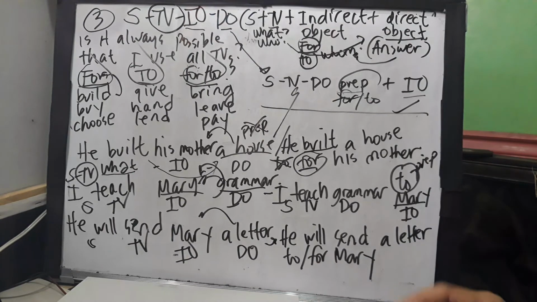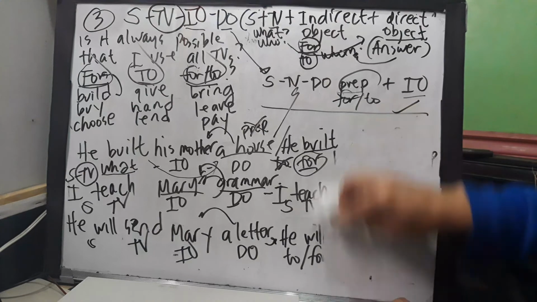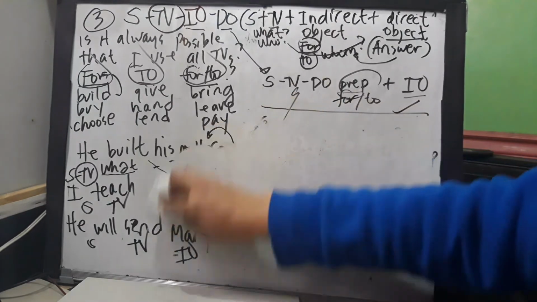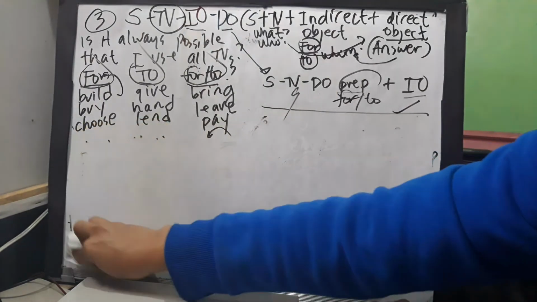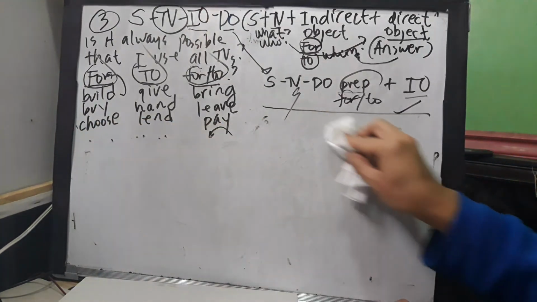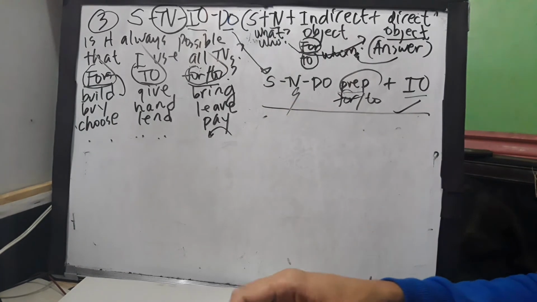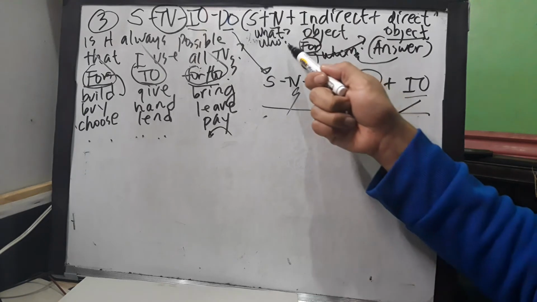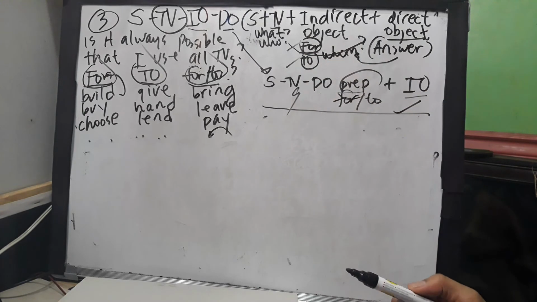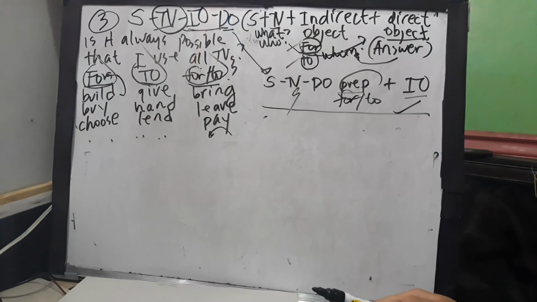Teacher, is it possible that I always use all the transitive verbs out there in the IODO? No. There are only specific verbs, guys, that you can use when constructing an STVIODO pattern. How do I identify? We ask the question for him and to him. And if there is a possible answer for that, then you can use the verb in IODO.